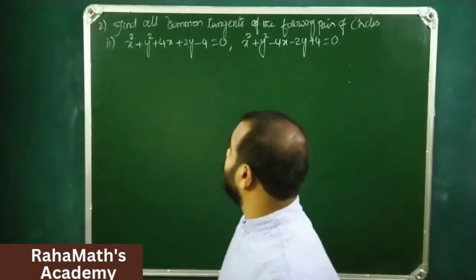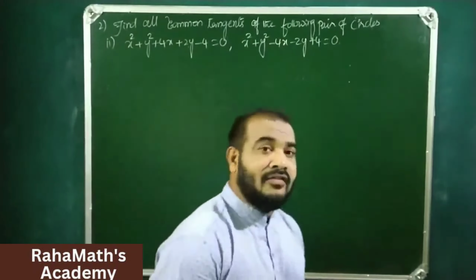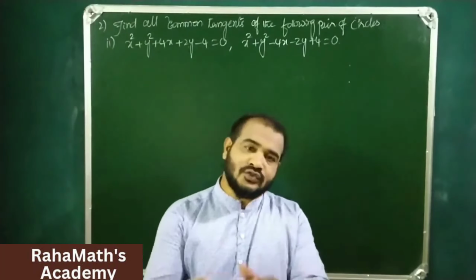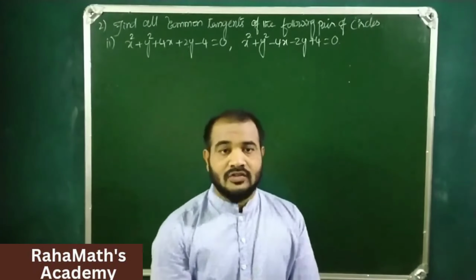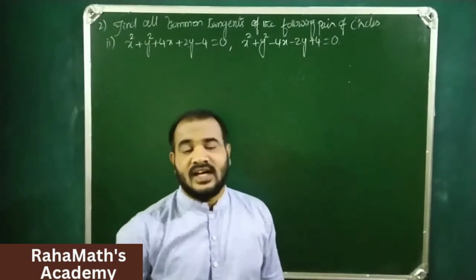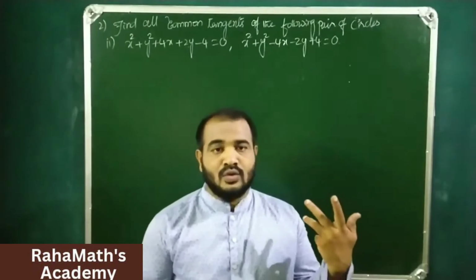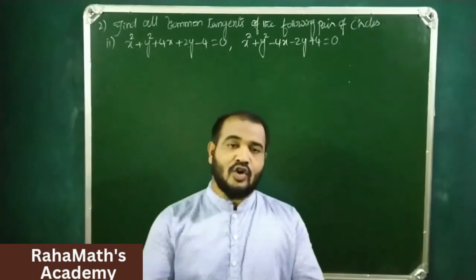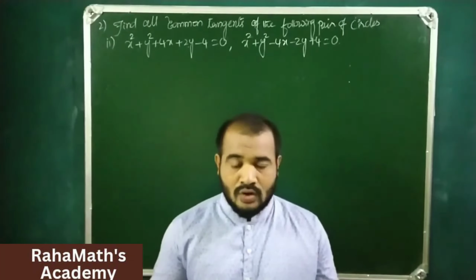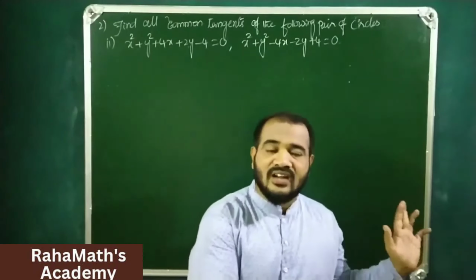Now, find all the common tangents of the following pair of circles. That means the previous question yesterday, he has asked to find the transverse common tangents, and another question to find the direct common tangents. Therefore, in this question he is asking to find all possible pairs of lines. That means if, for example, two direct common tangents are possible and two transverse common tangents are possible, all four common tangents need to be found out here. Okay, so that is the question.